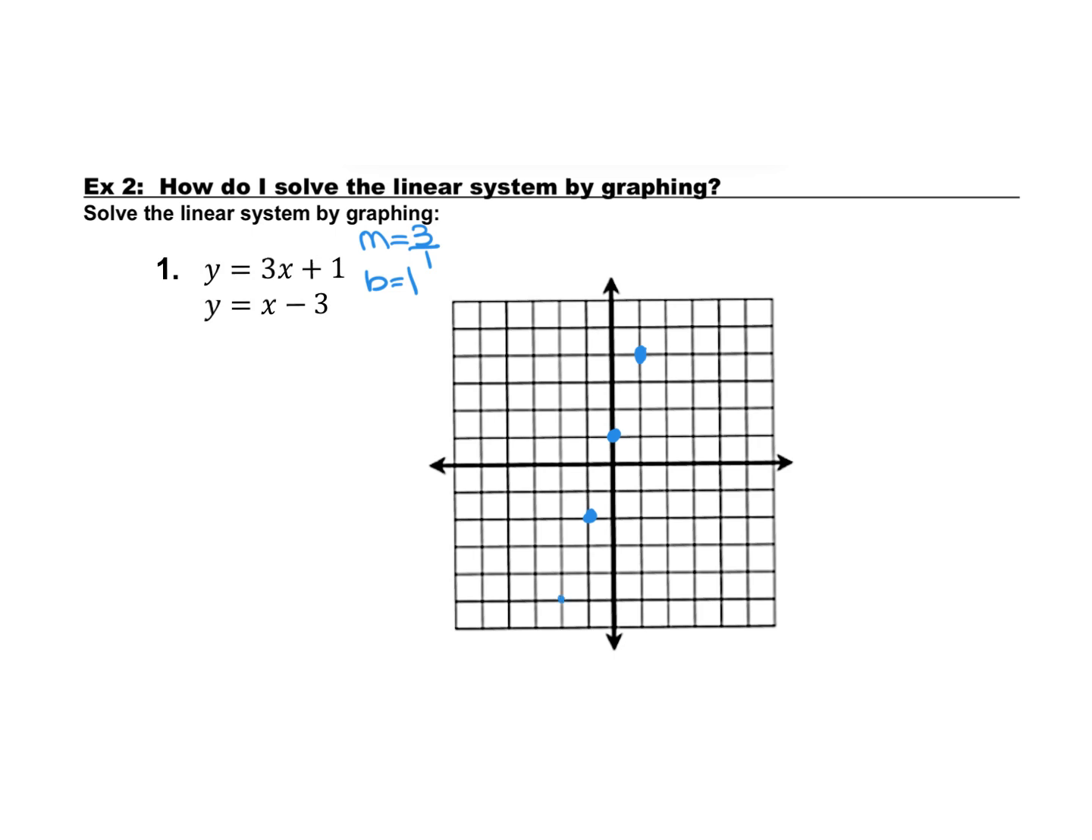When you're graphing these within Schoology, it automatically draws you a really nice line, so you're able to find the points of intersection fairly easily. Notice my line isn't the best, but now we're going to graph our second line. Our second line is y is equal to x minus 3.